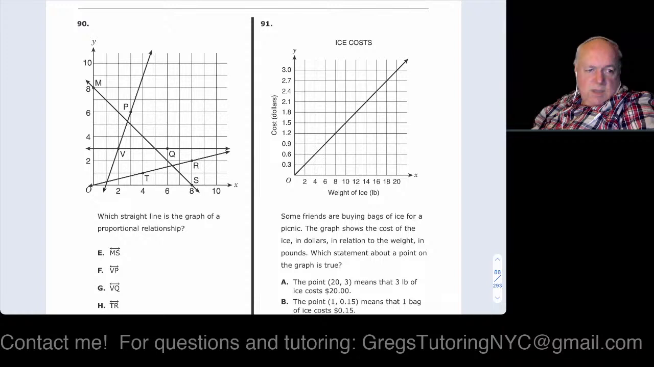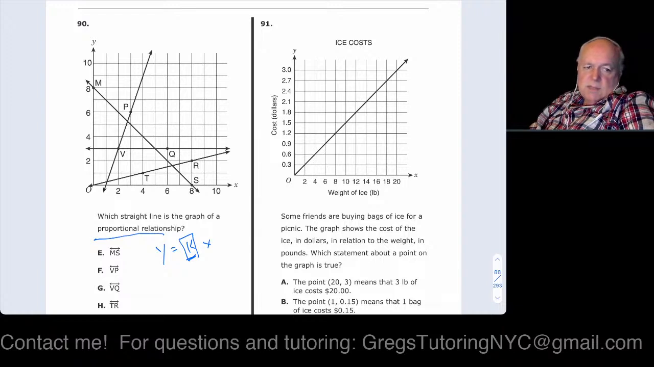So which straight line in the graph is the graph of a proportional relationship? A proportional relationship is y is equal to kx, where k is going to be the constant of proportionality, and the other two are going to be non-proportional relationships. And if we want to get k by itself, we divide both sides by x, and we get y over x.